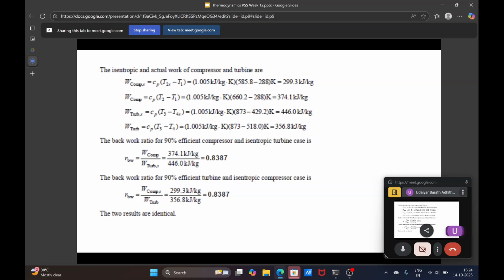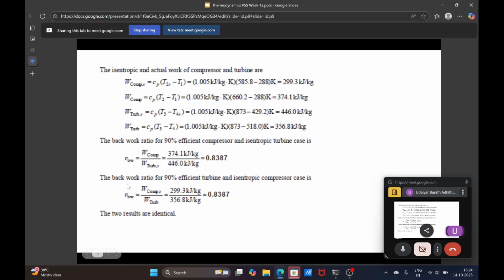So we have a back work ratio for an 80% efficient compressor and isentropic turbine case, which has been asked, which is better. Your back work ratio is your compression work divided by the turbine work, that is, the part of the work which you are generating that is being used for compression. So your actual compression work is 374.1 divided by the isentropic turbine work, which is 446. That gives you the back work ratio to be 0.8387.